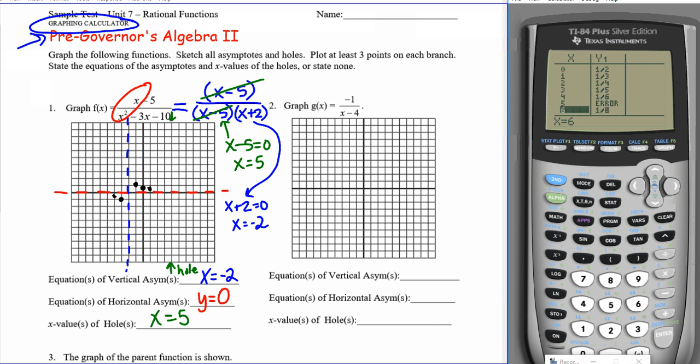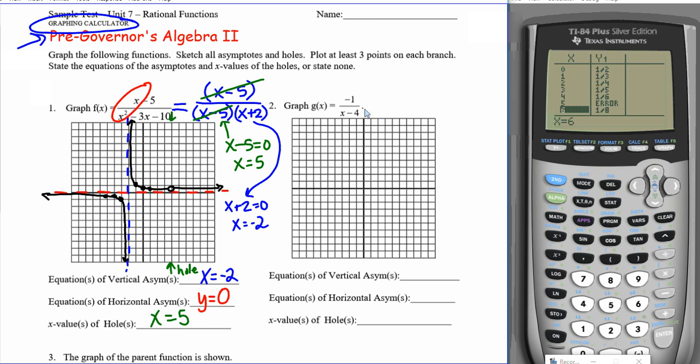was the hole. So when I'm graphing and actually connecting these dots, when x equals 5, I'm going to make a little open circle there. And then I'm going to continue on to the right, and over here on the left. So I just want to be sure that I have clearly looked at my table or my trace to get at least 3 points on each of these branches. All right, let's go to the next one.